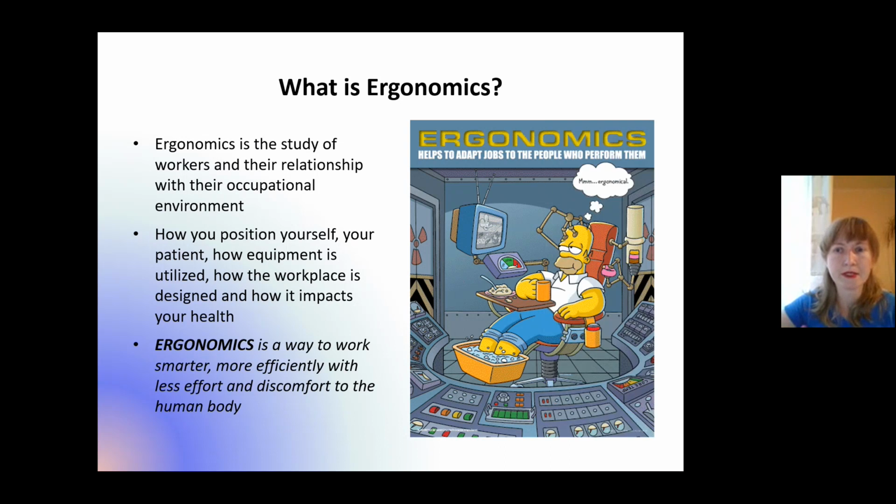And the final statements in our lecture deal with ergonomics. So what is ergonomics? Ergonomics is the study of workers and their relationship with the occupational environment: how you position yourself and your patient, how equipment is utilized, how the workplace is designed, and how it impacts your health. So ergonomics is a way to work smarter, more efficiently, with less effort and discomfort to the human body.